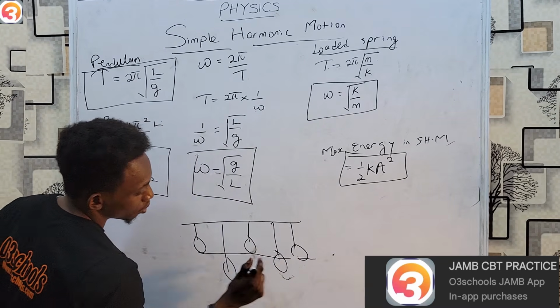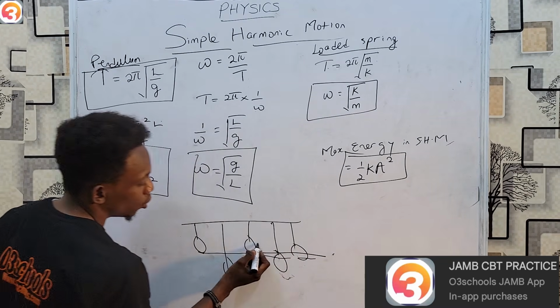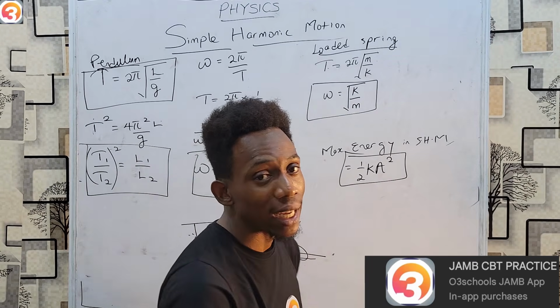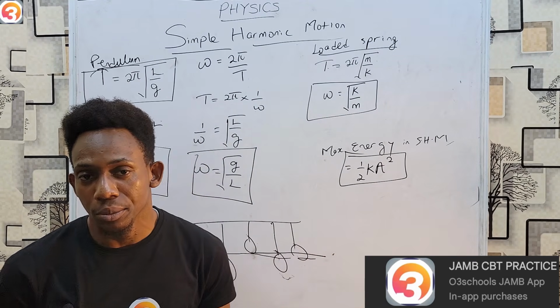Like in this case now, if these two are the ones that are equal, then these two can set each other into resonance, while the others can't because they do not match.